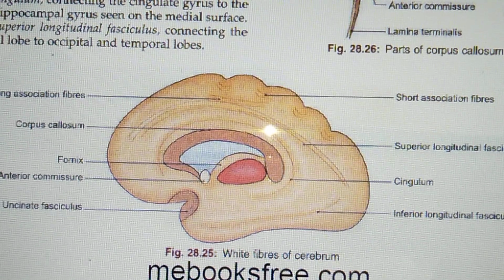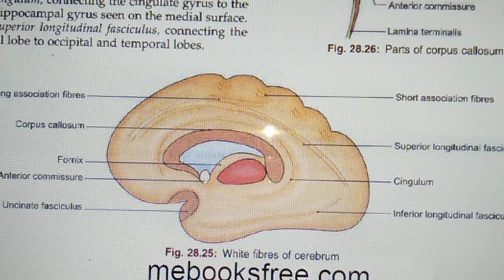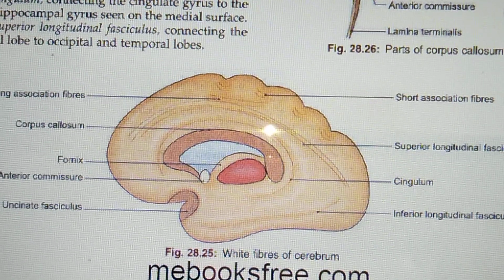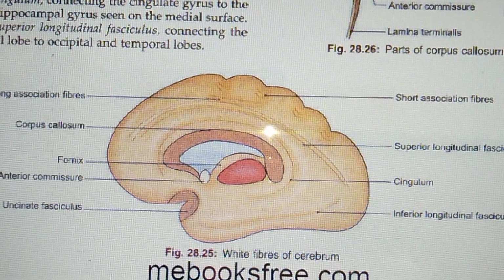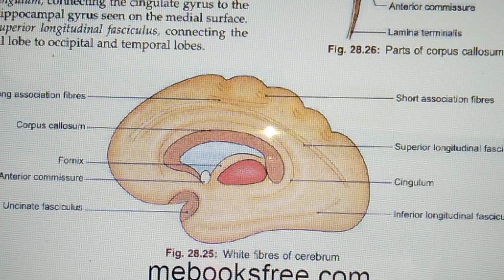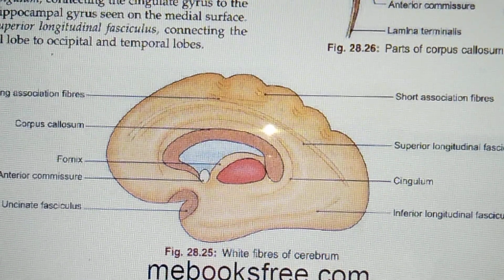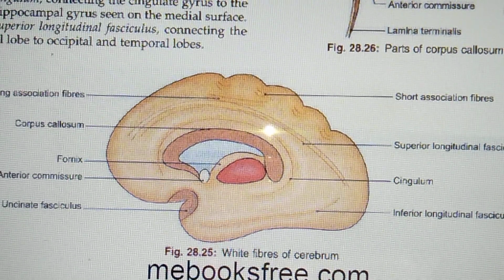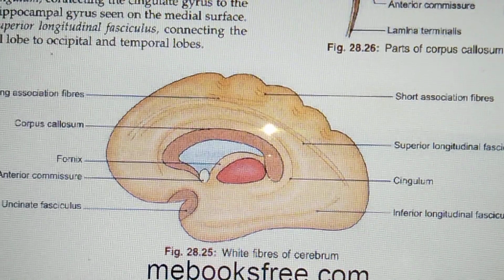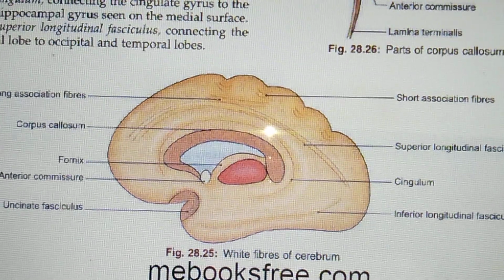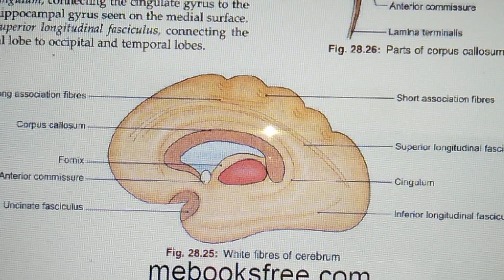Next is the commissural fibers. Now these commissural fibers are the fibers which connect the corresponding parts of the two hemispheres. It means they will connect the right and the left cerebral hemispheres to one another. Such connecting fibers are called commissural fibers.